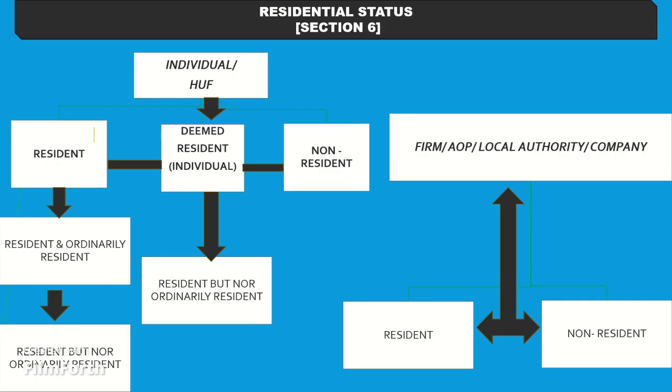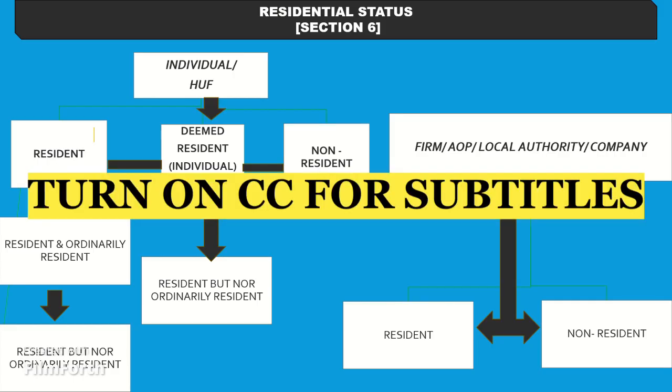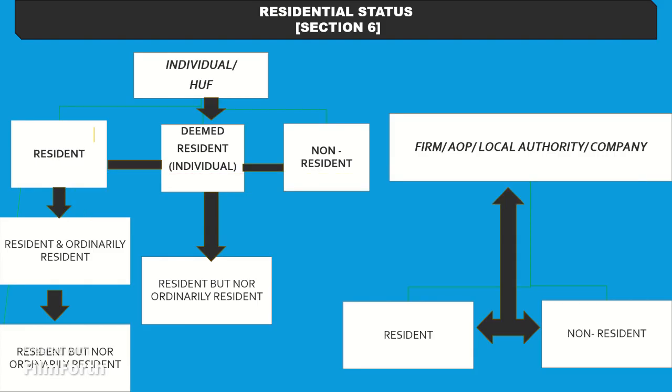For all purposes of income tax, taxpayers, individuals and HUF are classified into three broad categories on the basis of their residential status. 1. Resident and ordinarily resident. 2. Resident but not ordinarily resident. 3. Non-resident. Taxpayers other than individuals and HUF are classified into two types on the basis of their residential status, which is 1. Resident. 2. Non-resident.